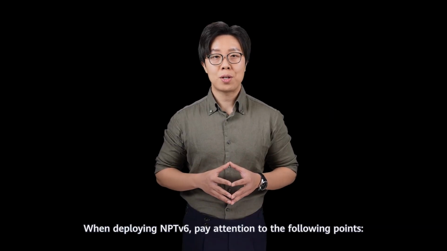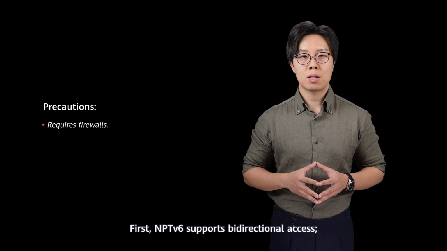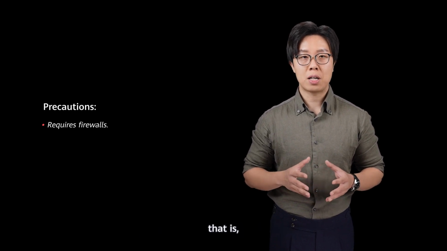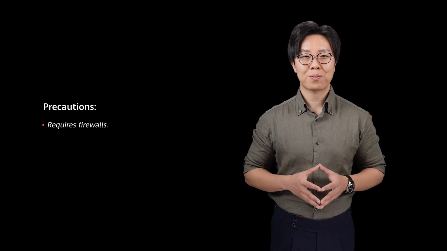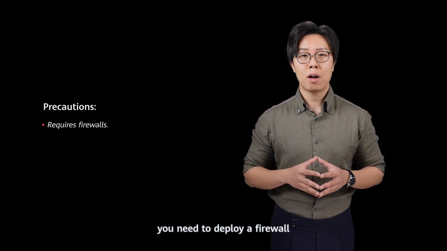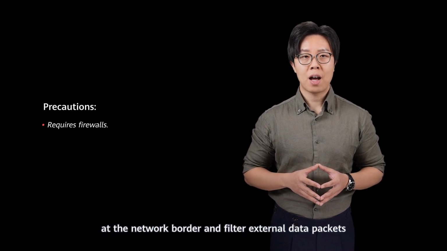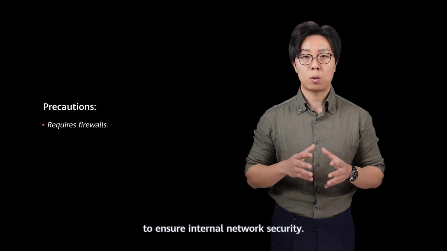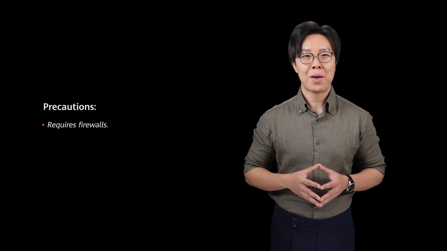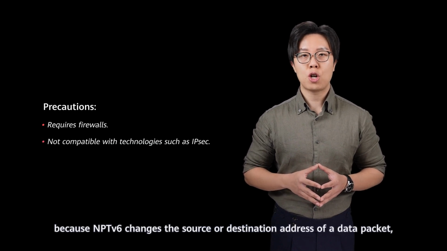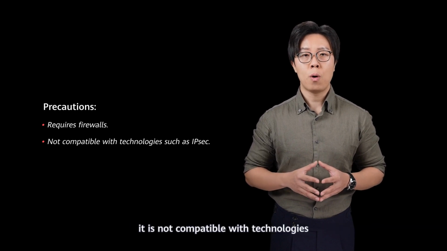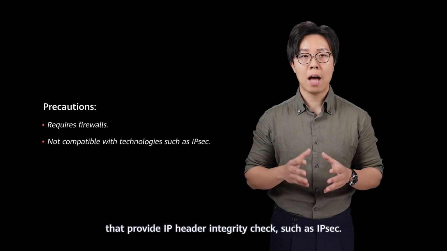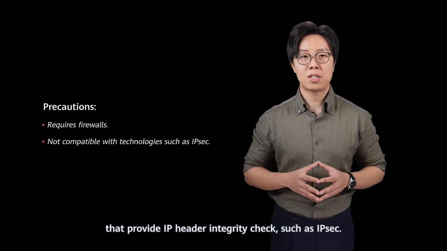When deploying NPTv6, pay attention to the following points. First, NPTv6 supports bidirectional access. That is, the internal network and the external network are reachable to each other. In this case, you need to deploy a firewall at the network border and filter external data packets to ensure internal network security. Second, because NPTv6 changes the source or destination address of a data packet, it is not compatible with technologies that provide IP header integrity check, such as IPsec.